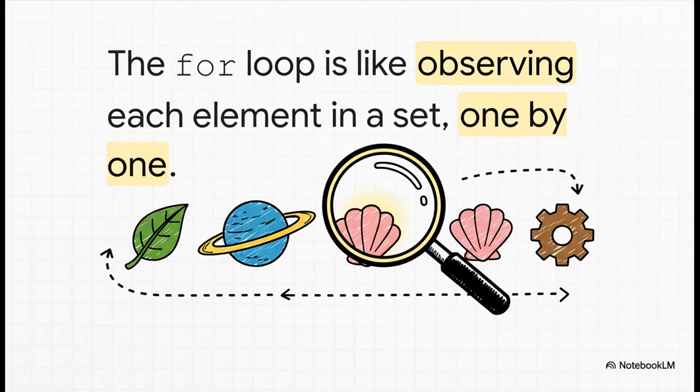Okay, so the easiest way to wrap your head around a for loop is to imagine you have a collection of items, like a list. The loop just steps through that list, one item at a time, and does something with each one. It's kind of like taking a box of photos and looking at each one individually until you've seen them all.